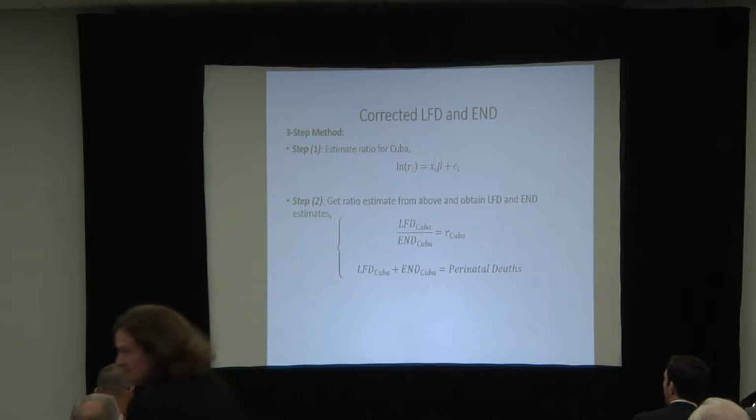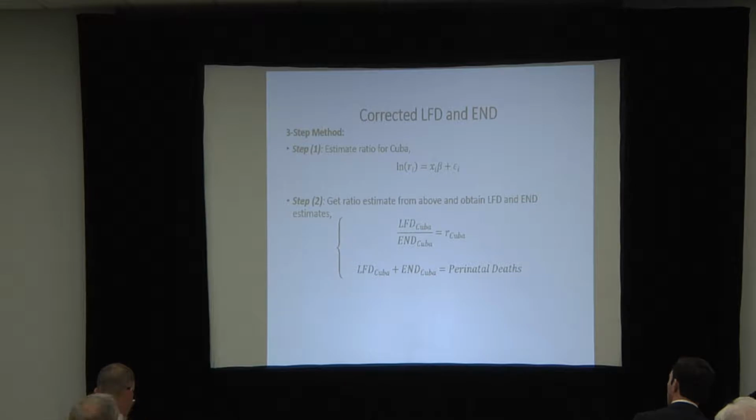Once you get that ratio, you can get a correct measure for the late fetal deaths and the early neonatal deaths. You can obtain that from a very simple system of 2 equations. You have late fetal deaths; by definition, the ratio is just one over the other, right? So late fetal deaths over early neonatal deaths. In that first equation, we can get the R Cuba from the first part. That equation has 2 unknowns, so we need another equation. I get the second equation from a very plausible assumption.